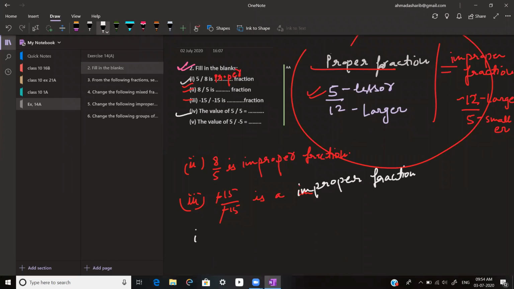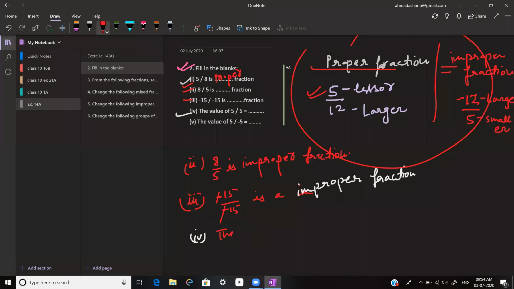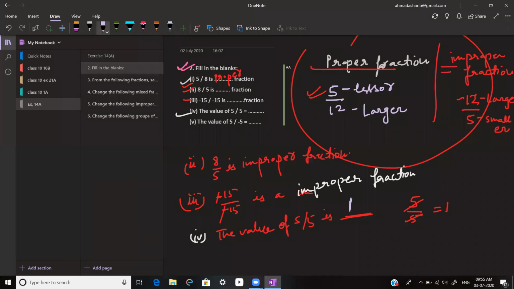Fourth question. The value of 5 upon 5 is what? Look at this. 5 upon 5. The 5s cancel each other. You will get 1. So the value of 5 upon 5 is 1.